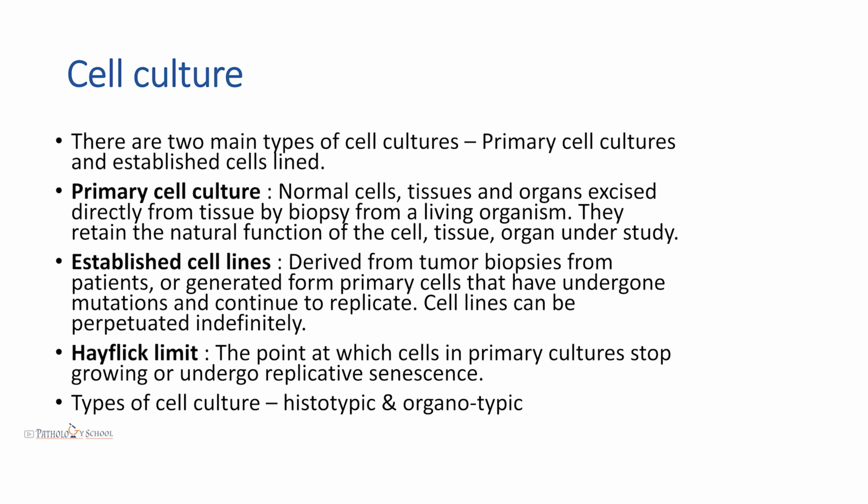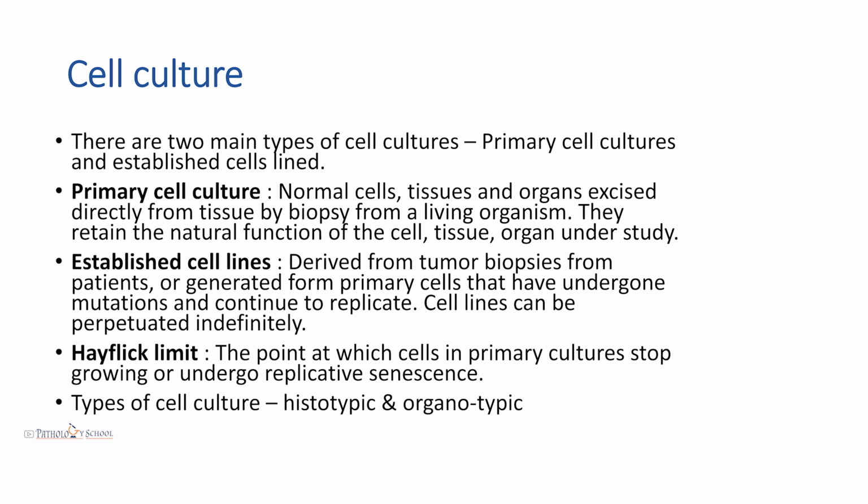So this is the point at which the primary cultures stop growing or they undergo replicative senescence. As we all know, all the normal cells, apart from stem cells, have a limited amount of growing potential. The Hayflick limit is basically based on the property of telomere shortening. With each cell division, the telomere in the chromosome shortens, and when the telomere has shortened to a certain limit, the cell cannot divide. It will undergo senescence. So this Hayflick limit is basically a problem in established cell lines.